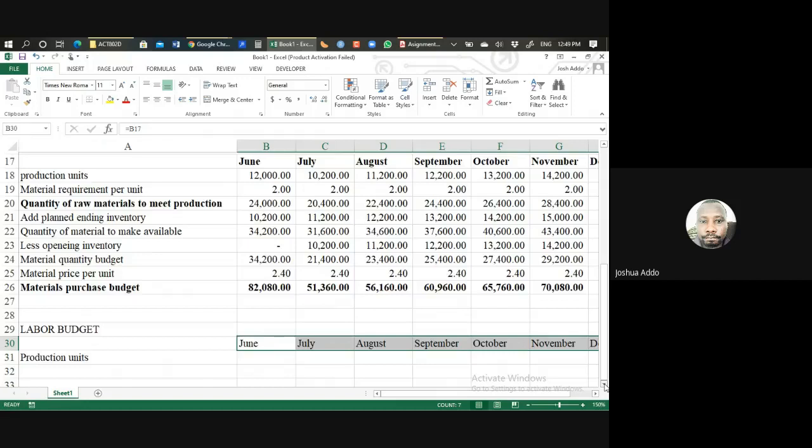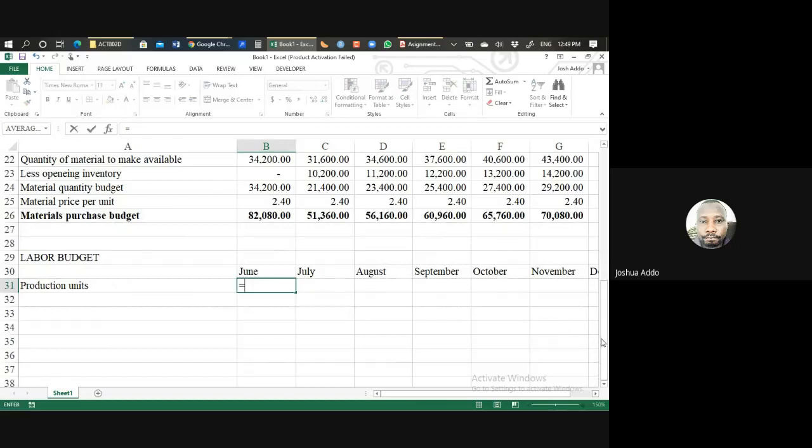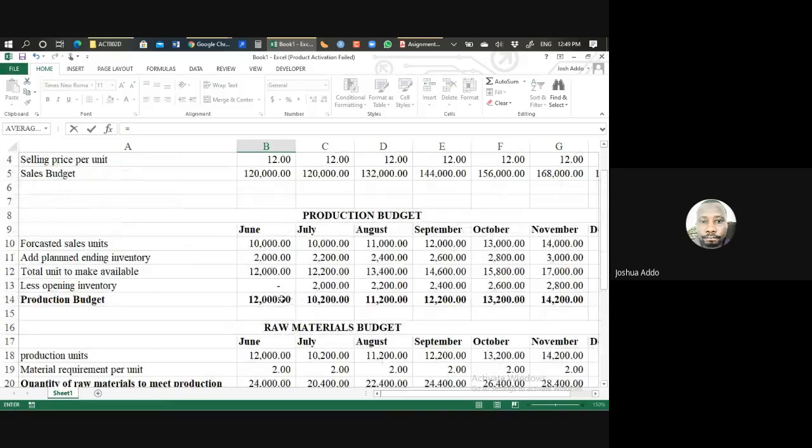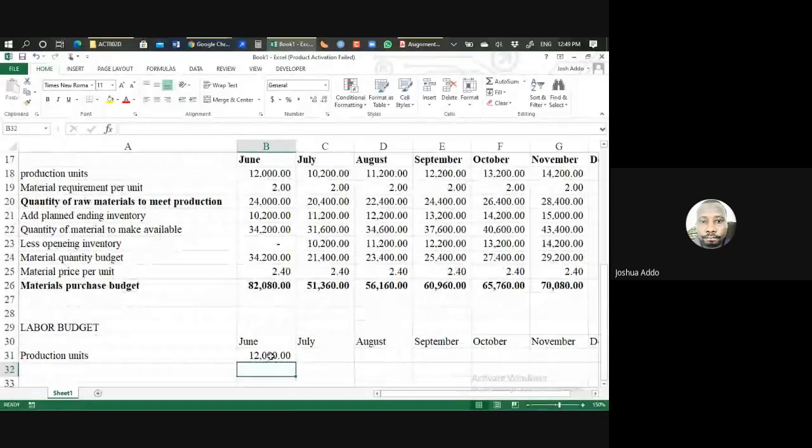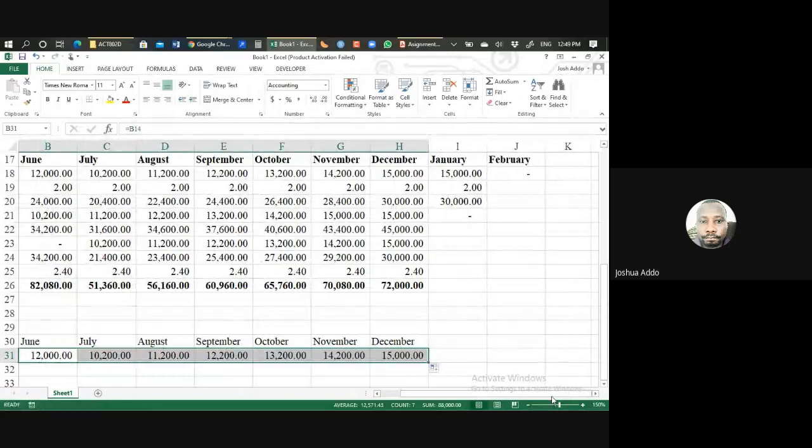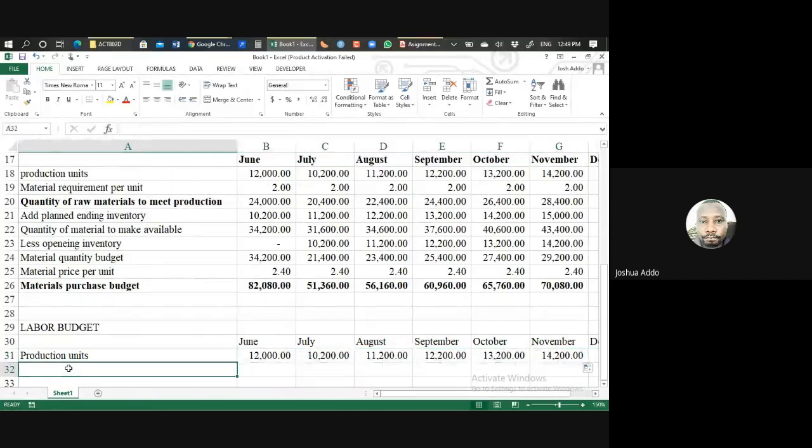Okay, so production units is equal to, I'm calling the values from the production budget. This is the production budget. This is the amount for June. I'll drag to December. It will pick them correctly, as they are in the production budget itself. So this is the production we have to meet. Then we need to estimate hours required.